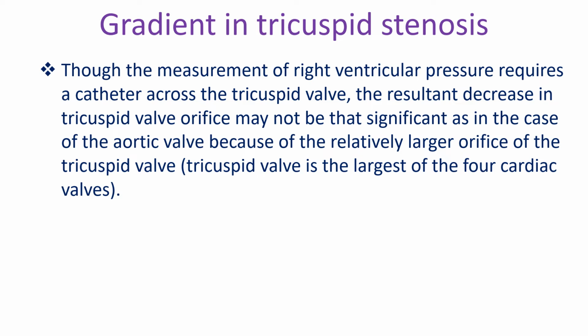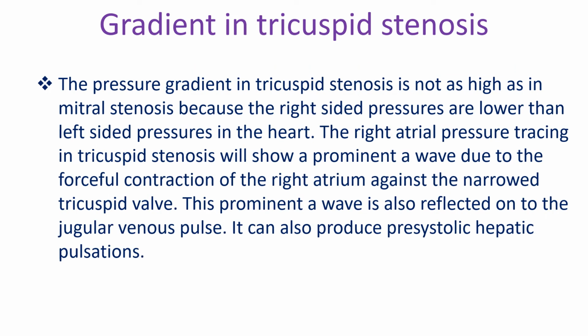Though the measurement of right ventricular pressure requires a catheter across the tricuspid valve, the resultant decrease in tricuspid valve orifice may not be that significant as in the case of the aortic valve because of the relatively larger orifice of the tricuspid valve. Tricuspid valve is the largest of the four cardiac valves. The pressure gradient in tricuspid stenosis is not as high as in mitral stenosis because the right-sided pressures are lower than left-sided pressures in the heart.